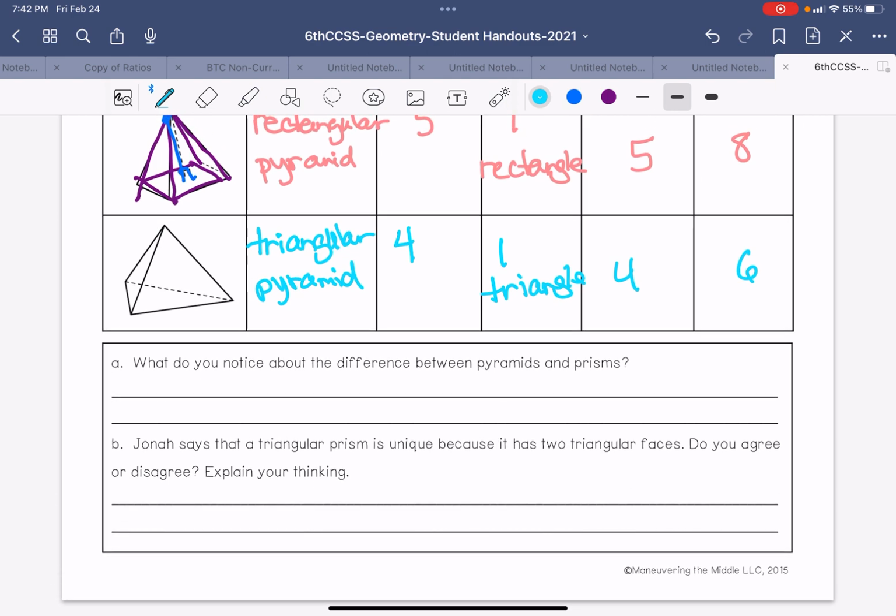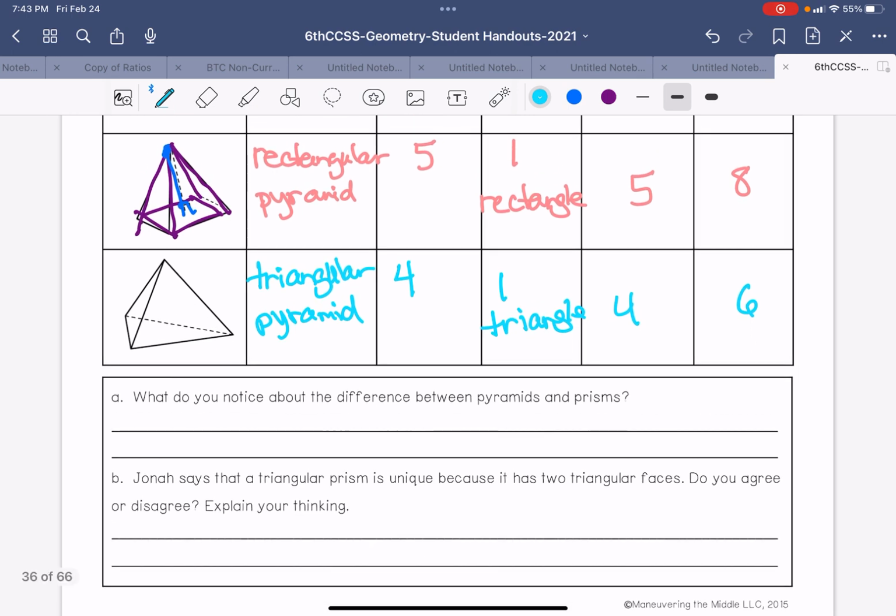What do you notice about the difference between pyramids and prisms? Write your answers on the line. Pause the video and write a few things that you notice are different. Jonah says that a triangular prism is unique because it has 2 triangular faces. Do you agree or disagree? Explain your thinking.